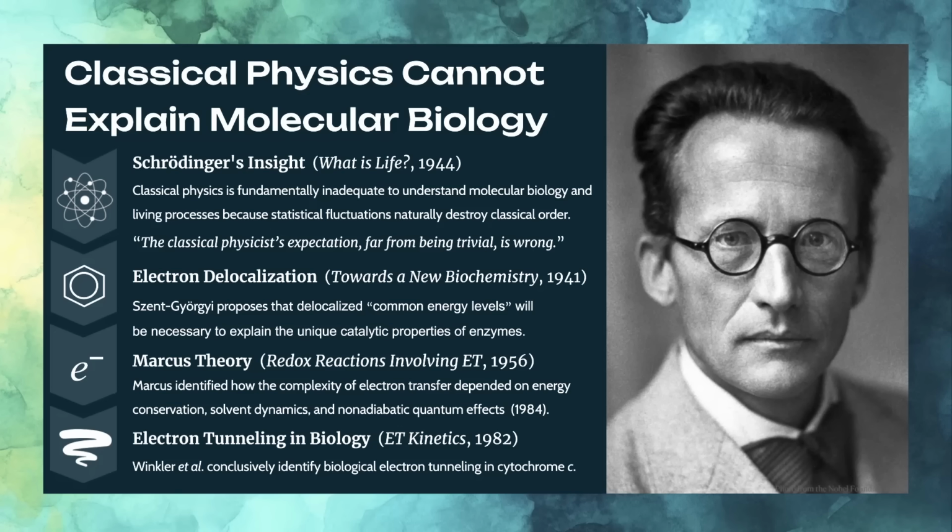So Schrödinger really argued forcefully that the classical physicist's expectation about biology, far from being trivial, is wrong. That we really cannot even hope for classical mechanics to explain biology at the molecular level. And we must understand how quantum mechanics preserves this coherence as you scale from the quantum scale all the way up to the classical. Now, similar ideas were developed by another Nobel Prize winner, Szent-Györgyi, who proposed that delocalized common energy levels must be necessary in biological molecules to explain their unique catalytic properties in enzymes, for example.